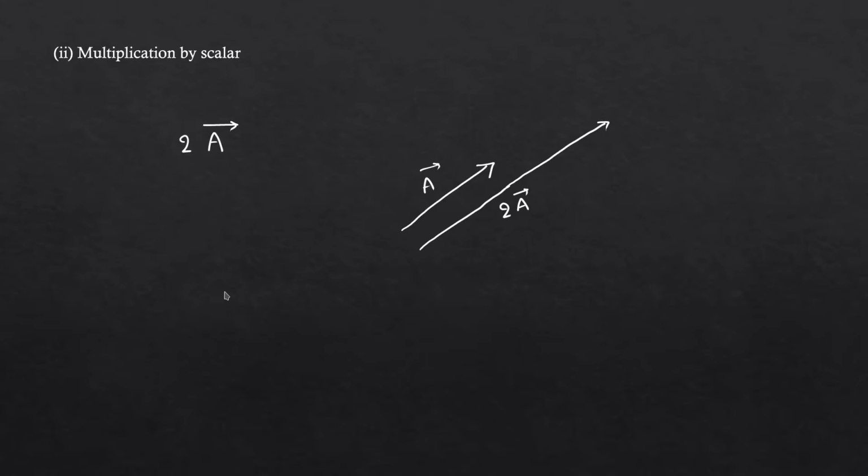So this is distributive in nature. Suppose you are given two vectors with a summation. So you are given vector A plus B, and if you want to multiply it with a scalar a, it will be scalar a multiplied by vector A plus scalar a multiplied by vector B. So this is the multiplication of a scalar quantity with a vector.